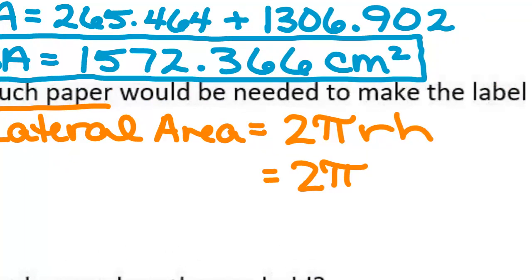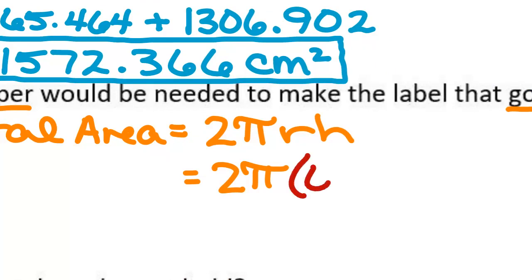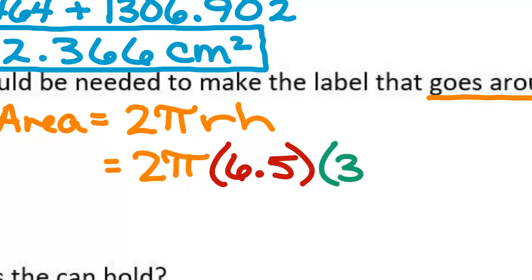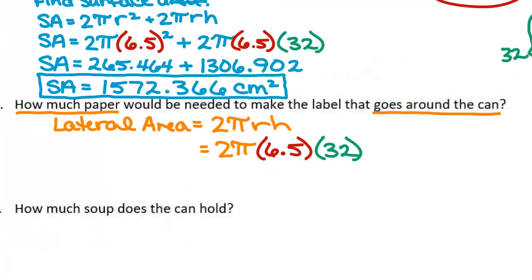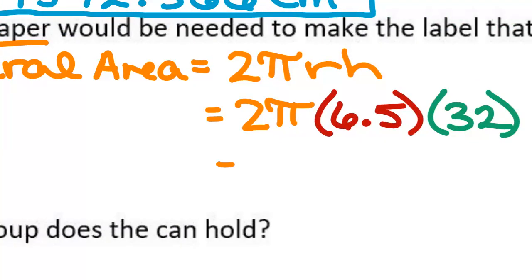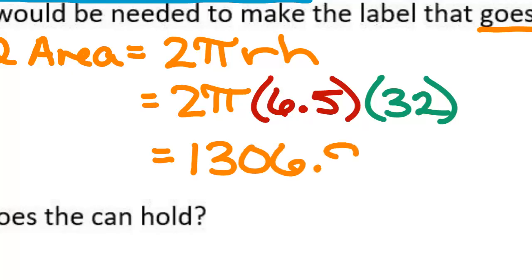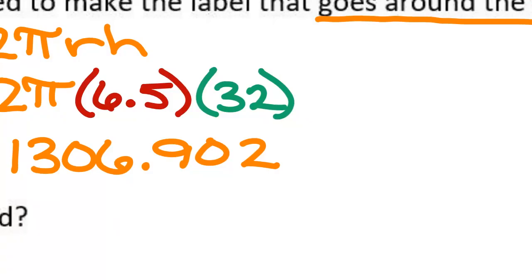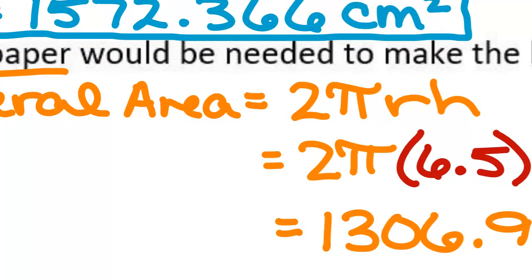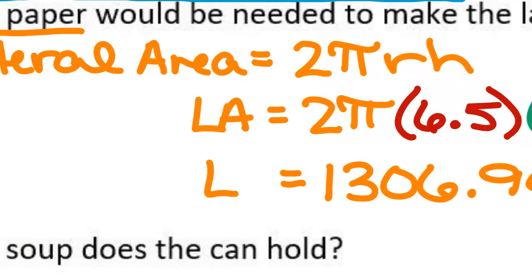So 2 pi times our radius of 6.5 times our height of 32. And we had already calculated this, didn't we? What is the lateral area? Yes, 1,306.902. Should we put units with that? Yes, what units should we put? Centimeters squared, yes.